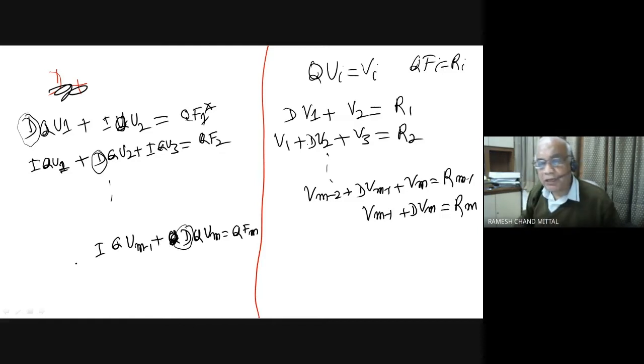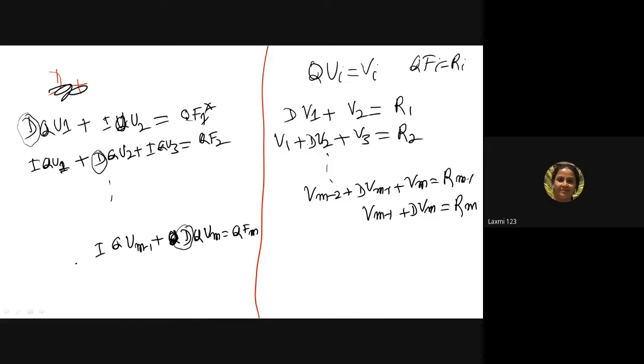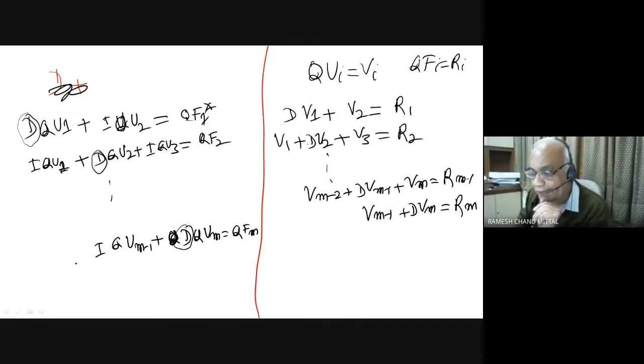Are you getting me or not, or getting confused? Hello? No, sir, it's clear now. Yes, sir. Yeah, Qi equal to Vi.